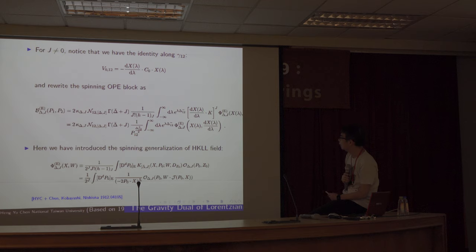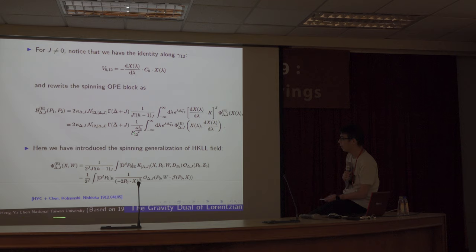And this allows us to rewrite the entire spinning OPE block, which is a temperature generalization of the scalar case in the previous literature. Again, we have a very simple expression: now we have this spinning generalization of the HKLL result, and they are integrated along the geodesic with exactly the same kernel as what we had before for the scalar one.